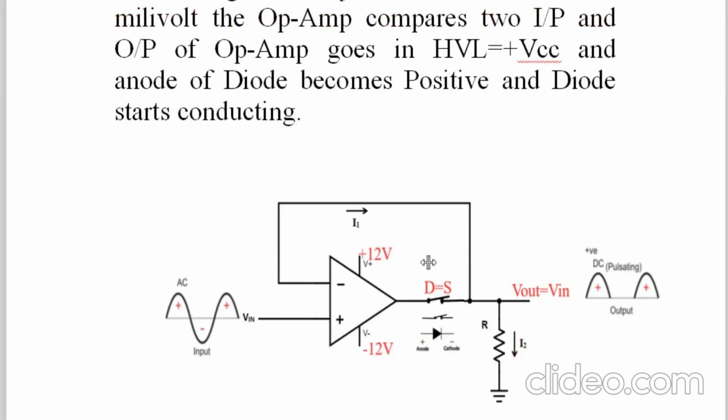The conducting diode, see here, I have shown as a closed switch. Diode is equal to switch. The symbol of the diode is equivalent to a closed switch, and that we have replaced over here. So as soon as the positive terminal voltage becomes slightly greater than 0 volt, slightly greater meaning only 10 millivolt, the output of the op-amp goes to plus 12 volt and the diode starts conducting, and the conducting diode behaves as a closed switch.